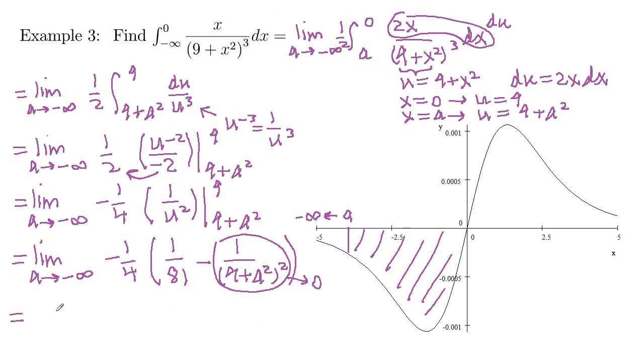So that limit is going to be negative 1/4 times 1 over 81 minus 0. So we've got negative 1 over 81 times 4, 324. And so we see that this is not negative infinity. So that means this infinitely long vertical strip has finite area of 1 over 324, and it's below the x-axis. So that's how we treat negative infinity in an improper integral.